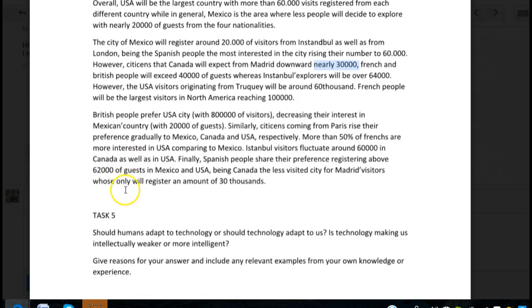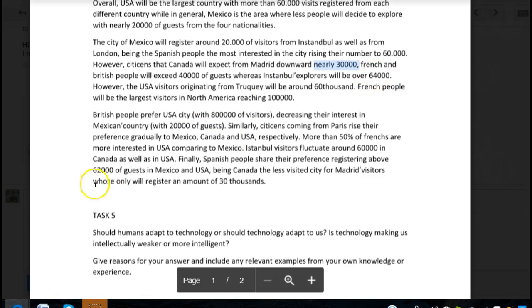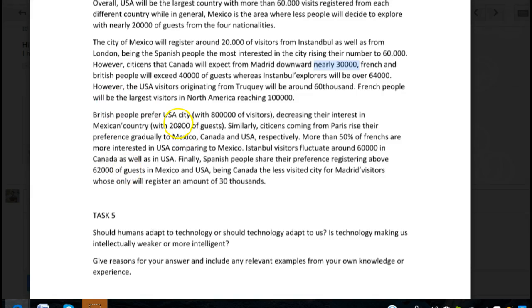The only time you need the word "of" is if you have the word hundreds, thousands, millions without a number. So you could say millions of guests, thousands of visitors. That's the only time you need it. However, when you do have a number, like 62,000, 80,000, 64,000, you don't need the "of". You can just say 62,000 guests, 20,000 guests, 800,000 guests without the "of". Okay? All right.